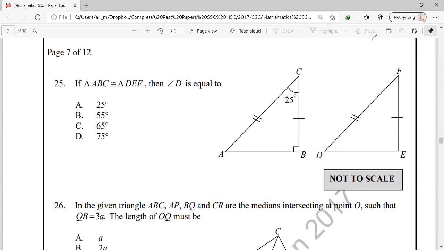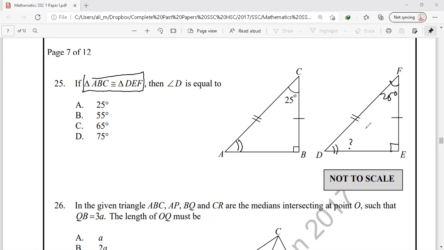Then we have question number 25. And in question number 25, we have a congruency statement between these two triangles. Angle A is equal to angle D. So this angle is equal to this. Angle B is equal to E, that is equal to 90, and F will be equal to C, in which we have 25 degrees. So we have to find the angle D.